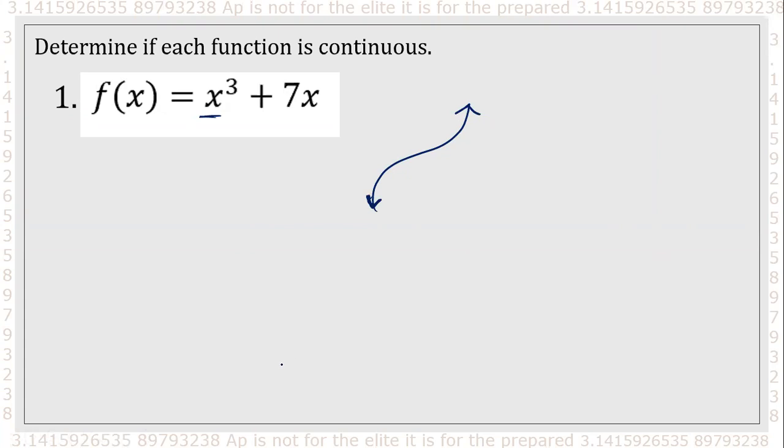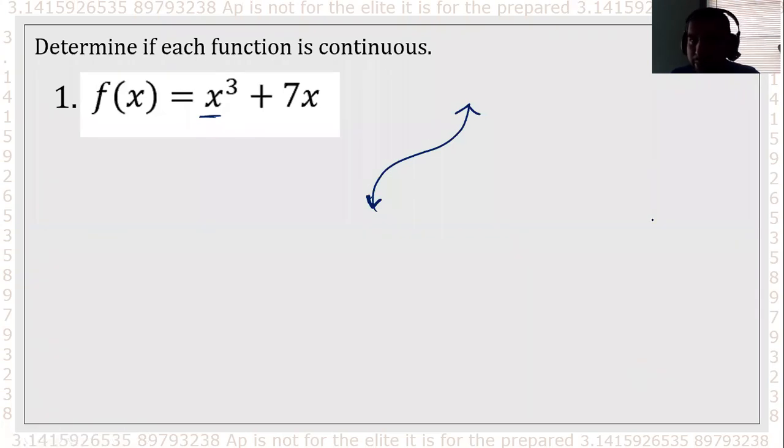Let me open up the chat box in case people are going to answer through there. Continuous? Yep, that would be continuous. X cubed is like that ballerina dancer. So it's going to go ahead and continue because there's no asymptotes, there's no holes, nothing like that.